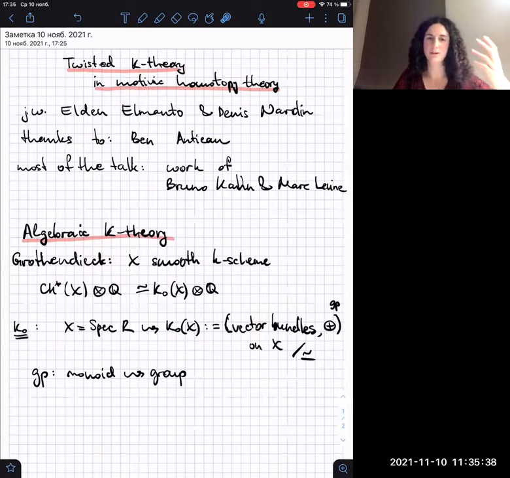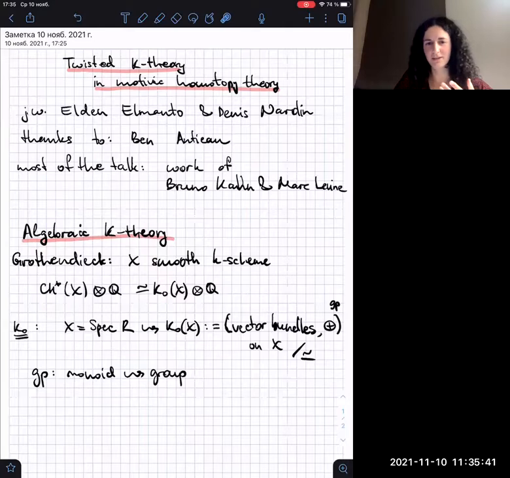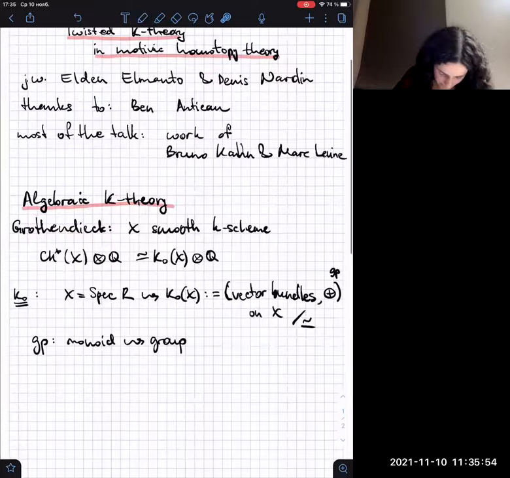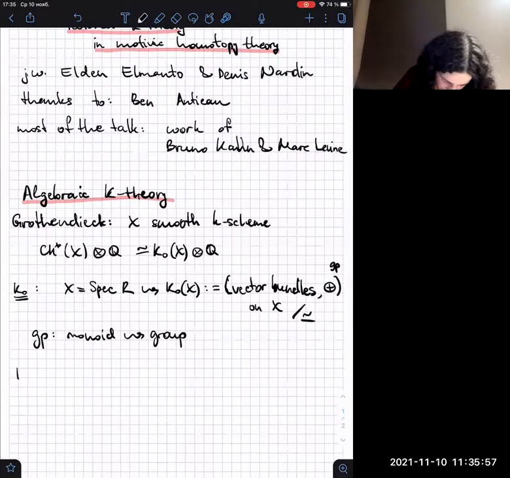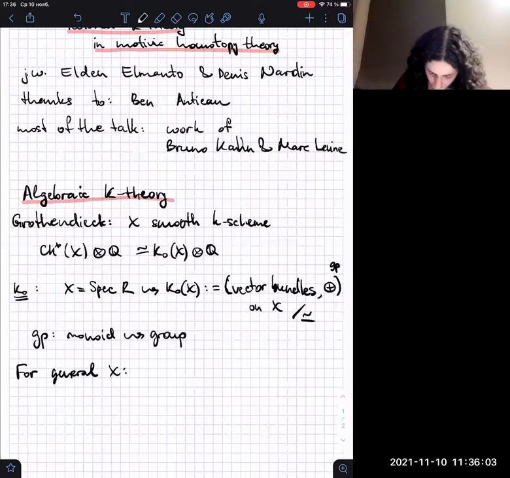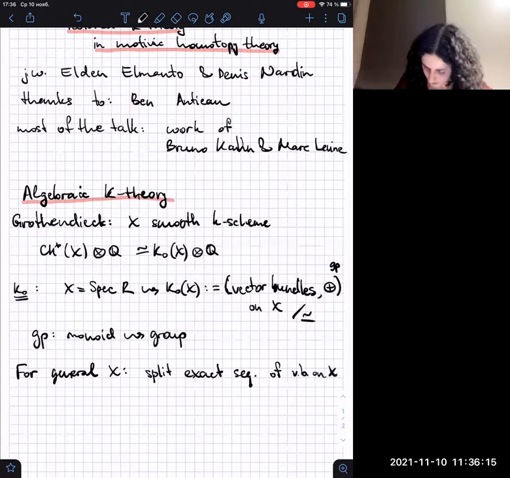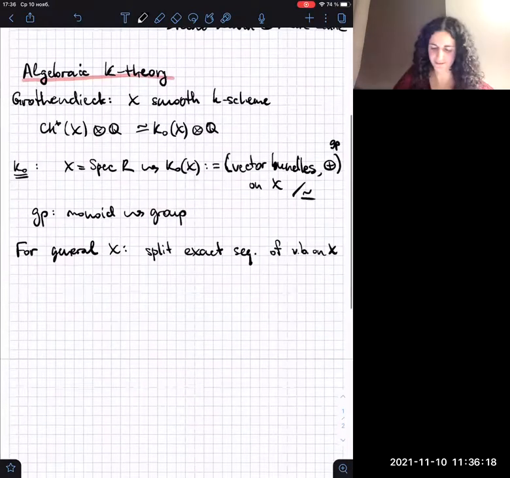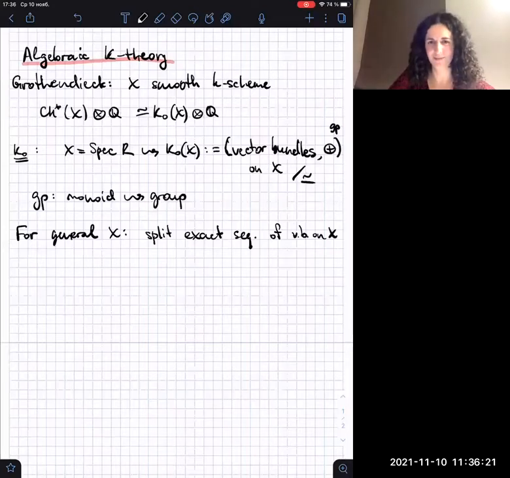For more general schemes, K-zero is an invariant built out of vector bundles, also via a categorical procedure, more involved, which splits exact sequences of vector bundles. However, I'm not giving details for a more general definition because it will suffice for our purposes just to understand what's happening on affine schemes.